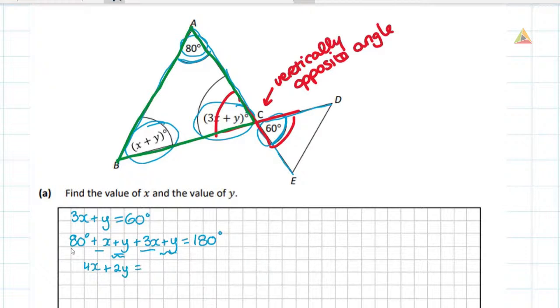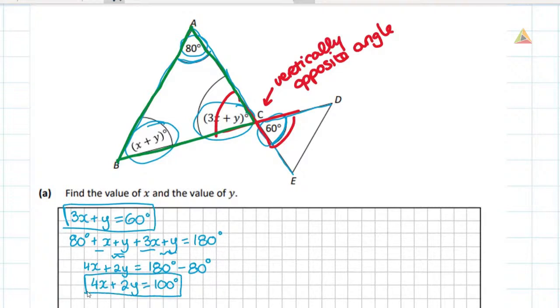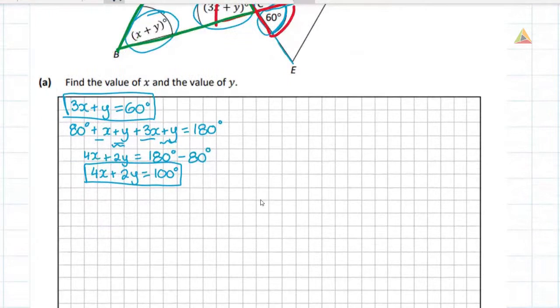And I'm going to subtract 80 from both sides. So I'm going to say 180 degrees minus 80 degrees. And that gives me 4x plus 2y is equal to 100 degrees. So now I have 2 equations in x and y. 3x plus y is equal to 60. And 4x plus 2y is equal to 100 degrees. And I'm going to solve these 2 equations to solve for x and y.